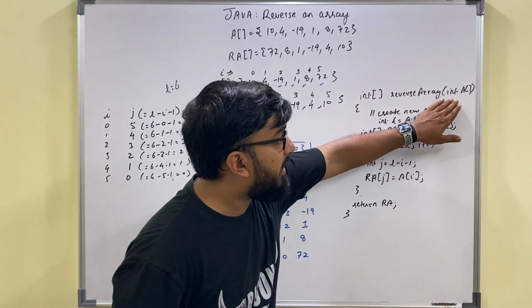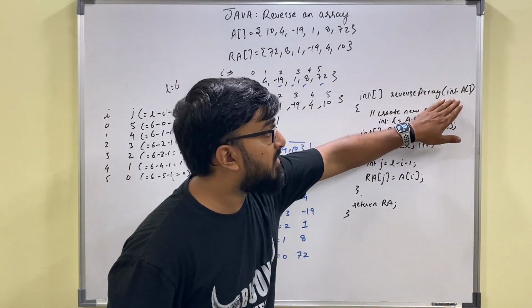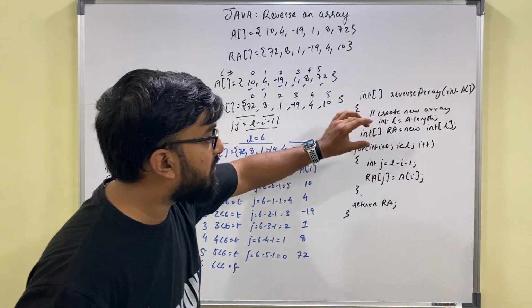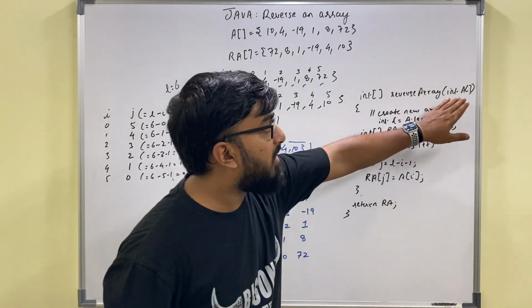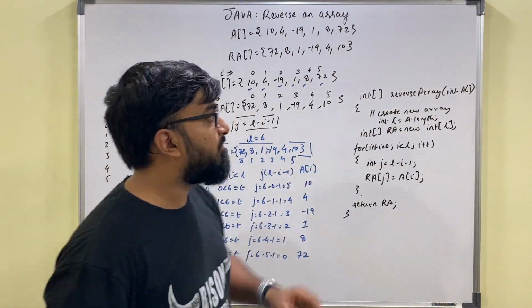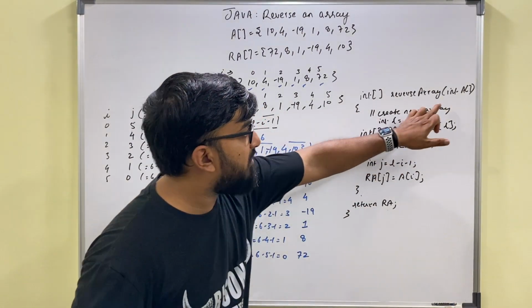The array A remains unchanged. The original array A remains unchanged because we are storing the reverse in a fresh array. This is important. And in this case, a new array stores the reverse of array A.